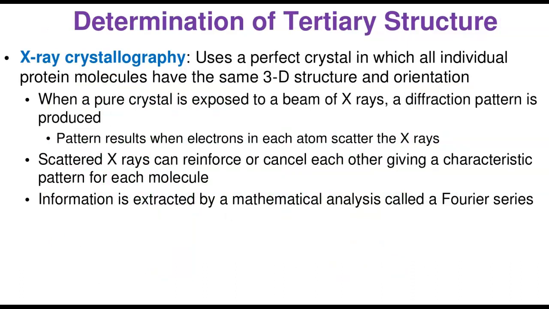Now, determination of the structure of a protein is done in many ways. Particularly, X-ray crystallography is used to determine the structure. Here, it uses a perfect crystal in which individual protein molecules have the same three-dimensional structure and orientation. So when this pure crystal is exposed to beams of X-ray, a diffraction pattern happens. This diffraction pattern can be constructive or destructive. The constructive ones are analyzed and fed to a Fourier series, and we can get the structure of the protein.